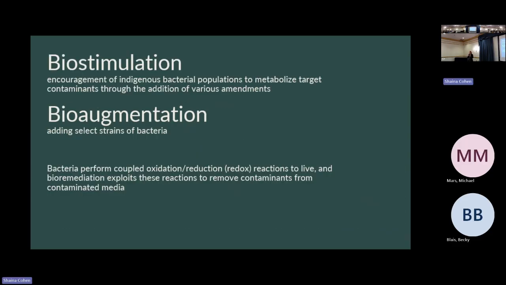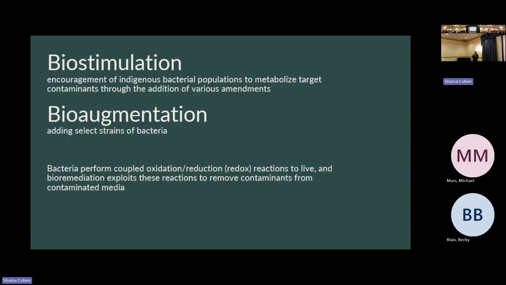And a little bit on just the nomenclature here. So biostimulation is really where we're just encouraging whatever indigenous bacteria are already present to metabolize our target contaminants of concern, right? So this might be by adding nutrients or adding electron donors or electron acceptors into the mix to encourage the bacteria that are already present to really do their thing. Versus bioaugmentation is where we're specifically adding bacteria into the system, either because they're not present or because they're not present in sufficient quantities.